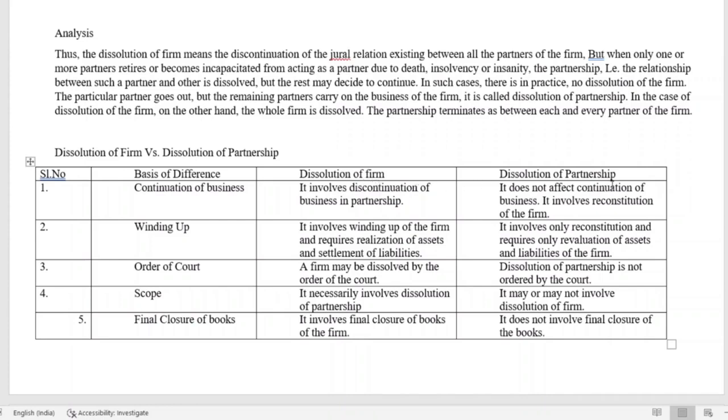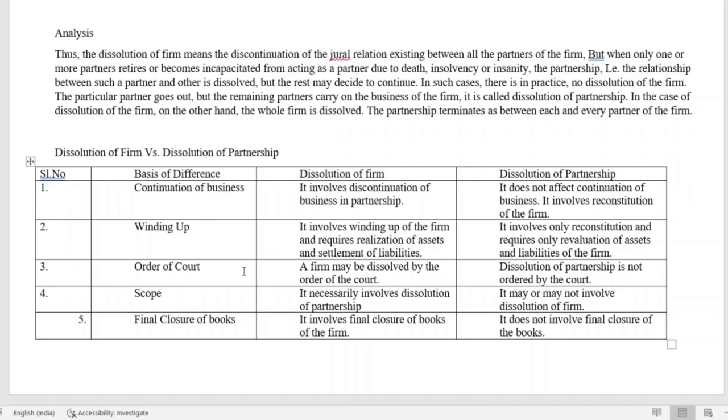With regard to the dissolution of the partnership, it does not affect the continuation of the business. It involves the reconstitution of the firm. That means if one partner left, it may be due to death, insolvency, or insanity, or it may be because of any reason, then there is no need of dissolution of the firm. The partnership will be reconstituted and the business will continue, and the firm will continue, but there will be dissolution of the partnership only with regard to the partners left and their constitution. So next one is winding up aspect.